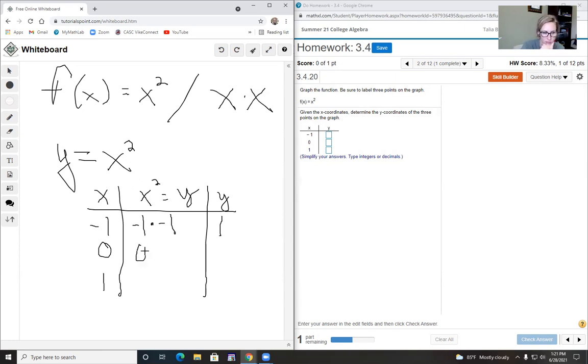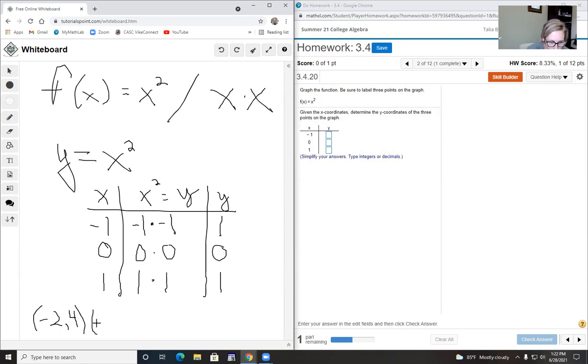Now here, if we did 0 squared, it'd be 0 times 0, which would give us 0. If we put 1 into this function, 1 squared, 1 times 1 would give us 1. So then we look at our x and our y values. So we'll have that point -1, 1, 0, 0, and 1, 1. If we wanted to extend on this, if we did 2 squared, we'd have positive 4. So we already did -2. So we know also on this graph, we could have the point -2, positive 4.